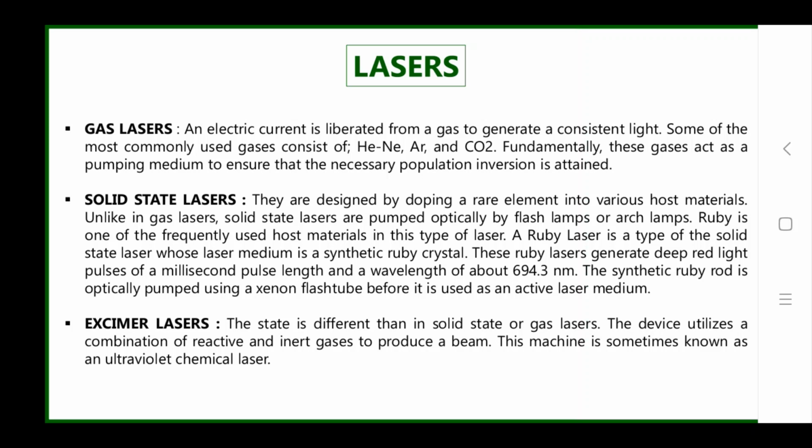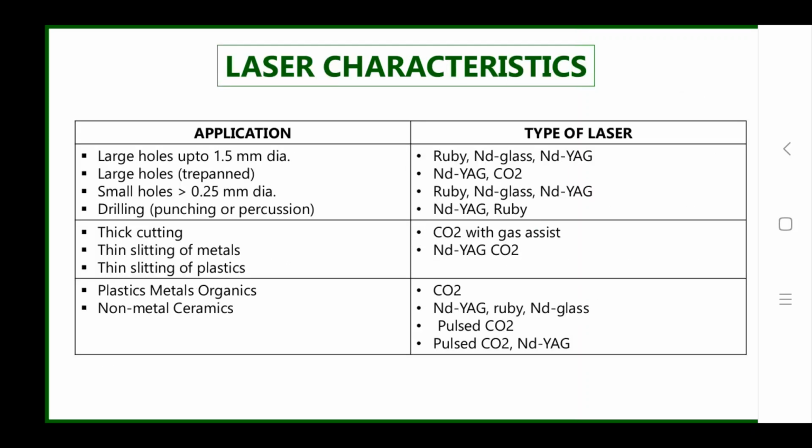Now the third laser is the excimer laser. The state is different than in a solid state or gas laser. The device utilizes a combination of reactive and inert gases to produce a beam. This machine is sometimes known as an ultraviolet chemical laser. This is about the lasers.